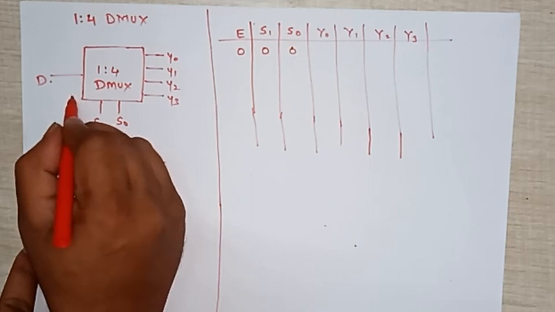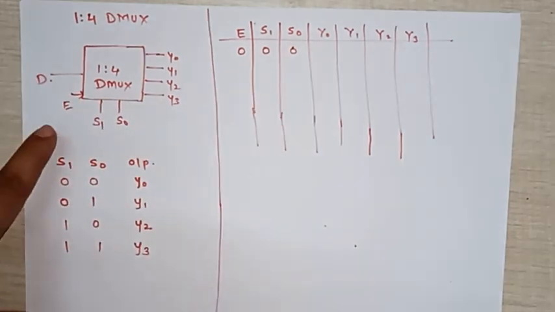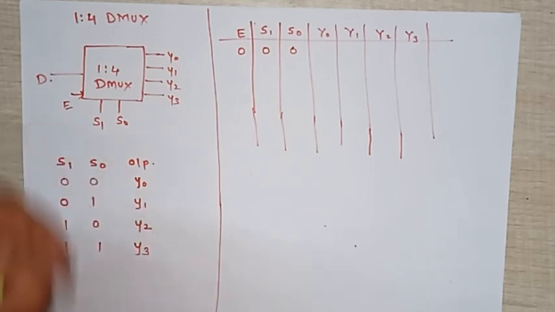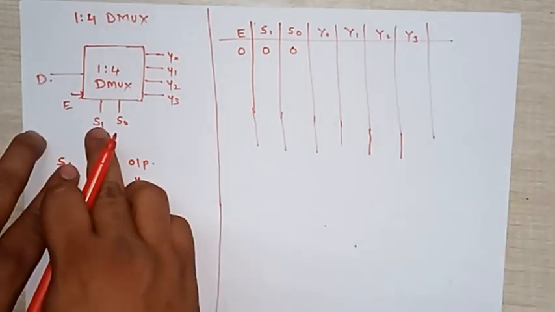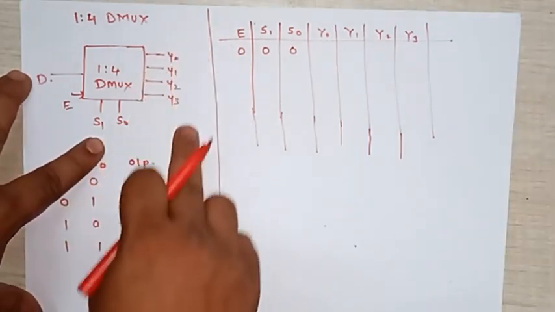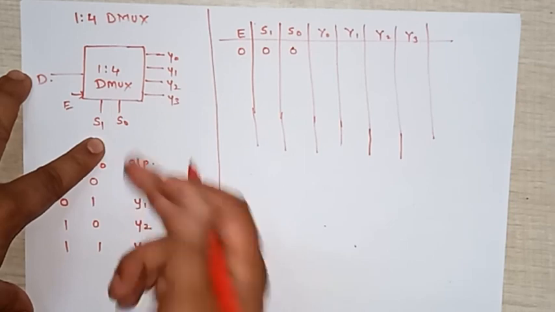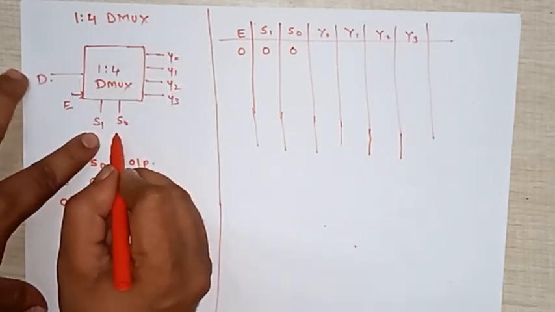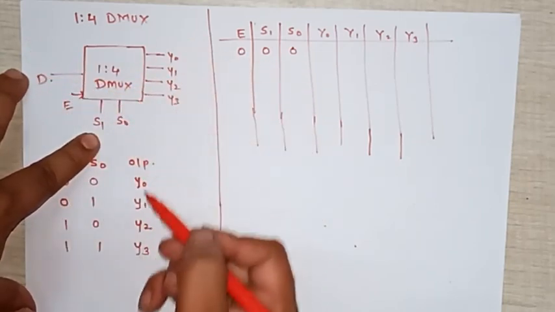Here we have one more signal that is called the enable signal. When the enable line is active, then only the mux or demux is active, otherwise it is in the deactive state. When it is in the deactive state, by changing the value of the select lines as well as the input, there is no change at the output, because the demux is in deactive condition.